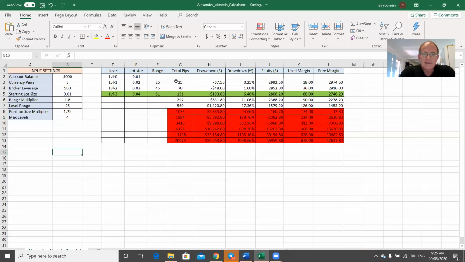So there we go. We count down to the 250 pip range: 1, 2, 3, 4. The next one goes over 250. So I would only ever have 4 trades in play at any one time. And if I'm looking at 100% drawdown, I'm looking at about 1,100 pips, so twice as many pips as with my conservative settings.